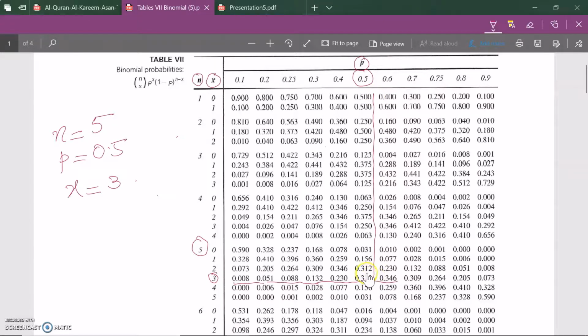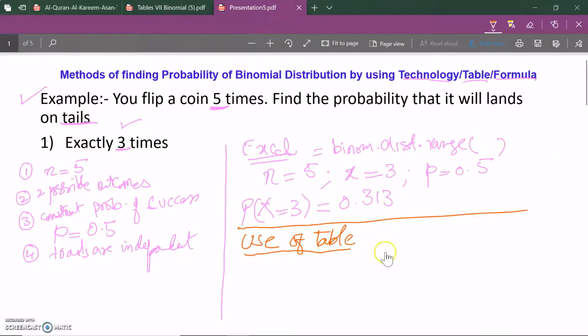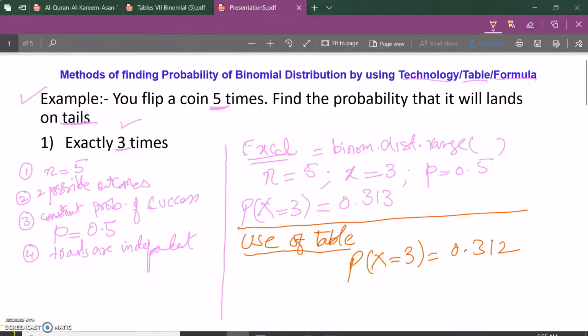At the intersection of these two values, here is the value, which is 0.312. This is the value which we are looking for. Let's plug in the value here. So by use of the table, we get the probability of x when x is equal to 3 is 0.312. There is a rounding situation that takes place, otherwise the answer is the same.